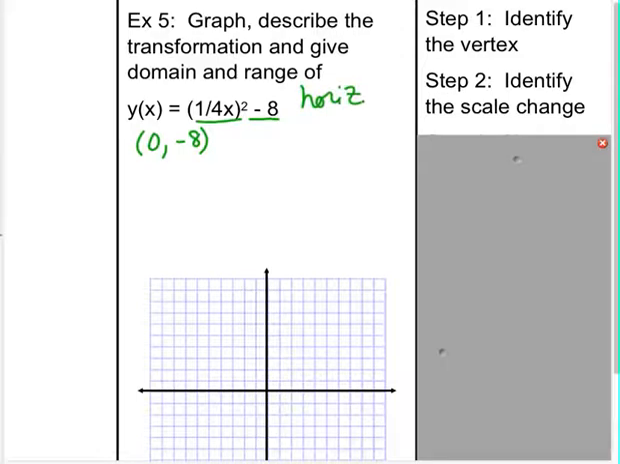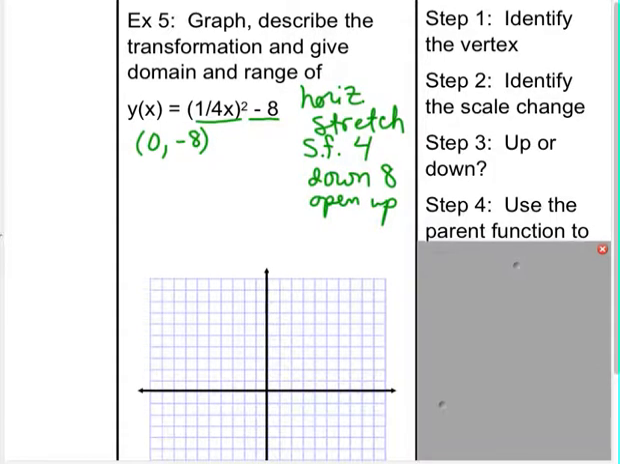Skipping the stretch or compression, I'm going to talk about the scale factor. When I pull it out of the parentheses, it becomes the reciprocal. It looks like I'm multiplying by 1/4. I'm really multiplying by 4. Because it's greater than 1, this is a stretch. Looking at the shift, we're going down 8. And I see no multiplication by a negative, so we're opening up, which was our third step.